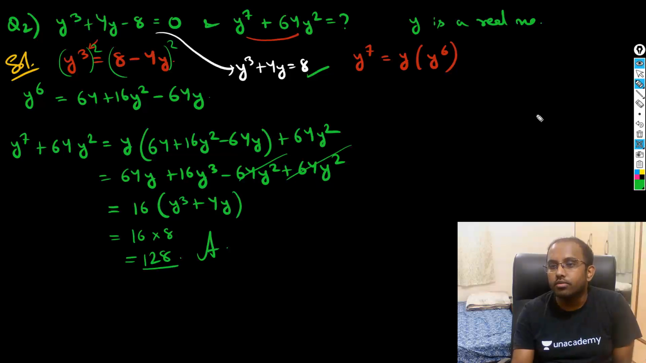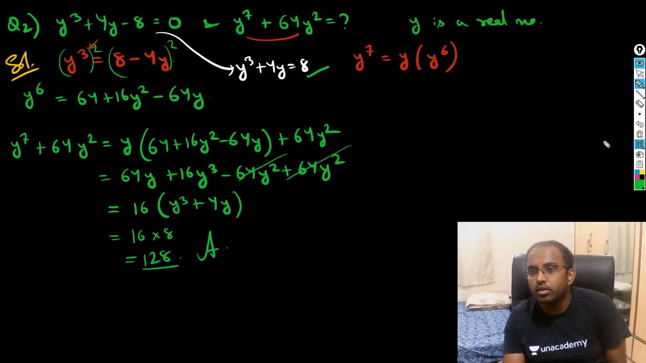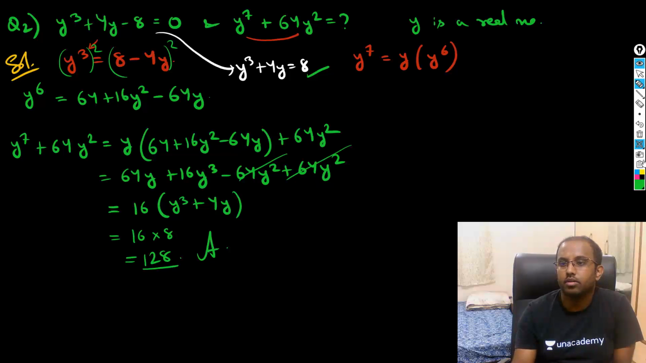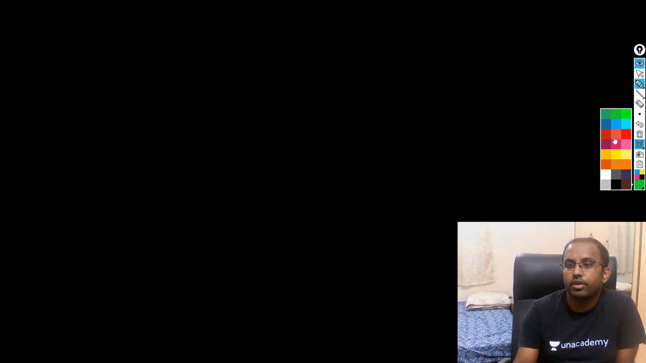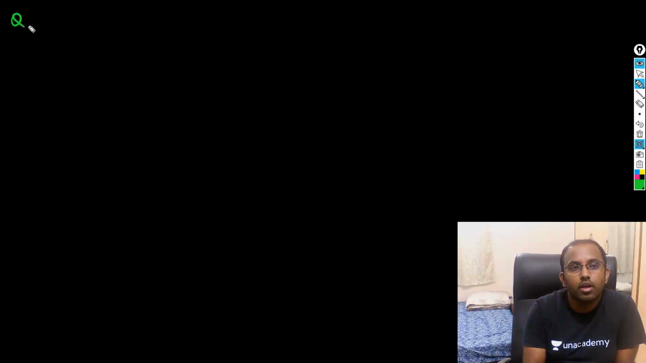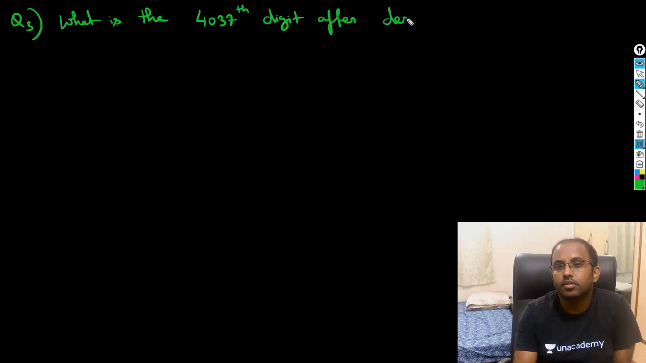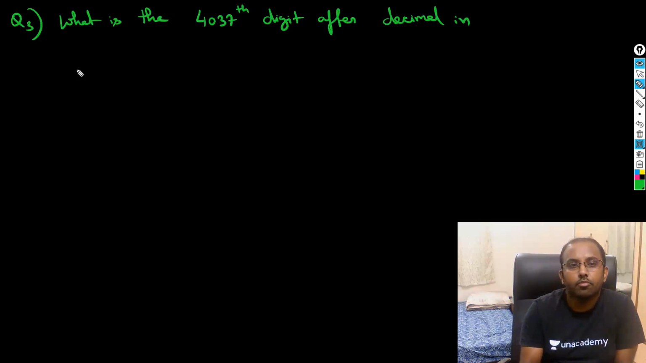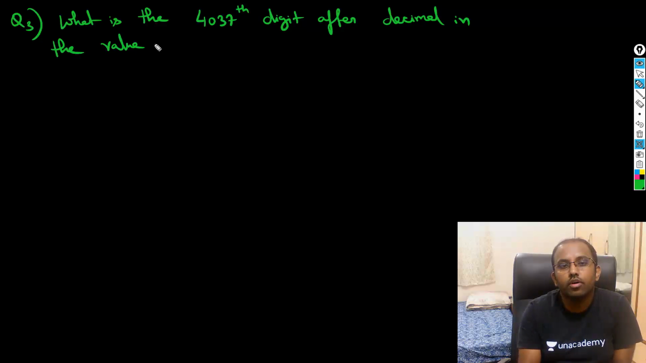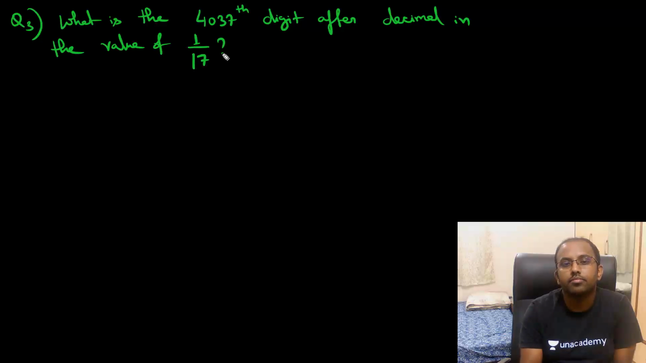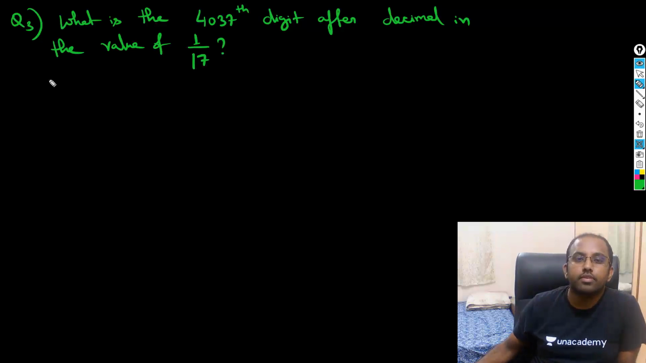Now let's move to the next question. Question 3 is: what is the 4037th digit after decimal in the value of 1 by 17, right? So what is the 4037th digit here after decimal?